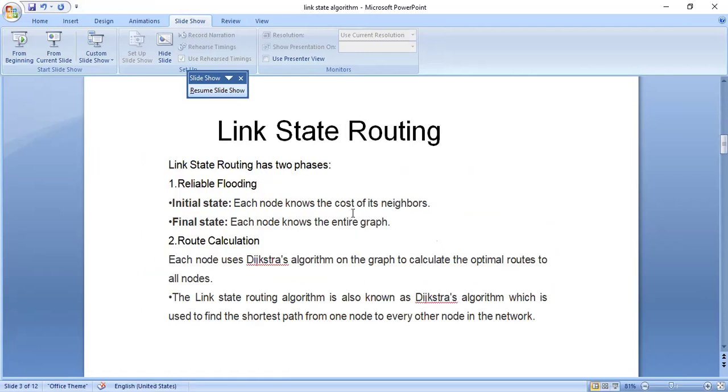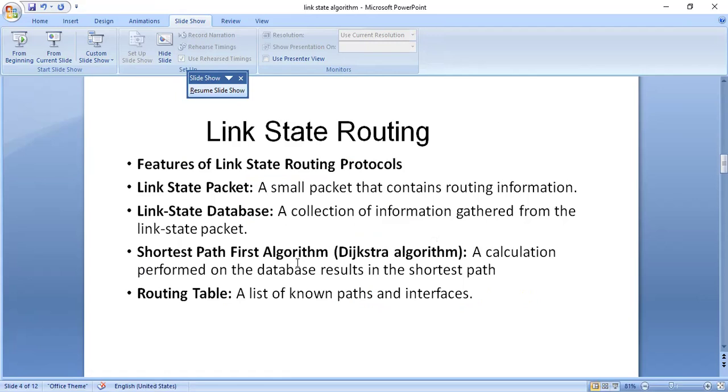Link state routing uses two phases: one is reliable flooding and the other is routing calculation. In reliable flooding, there are two states: the initial state and the final state. In the initial state, each node knows the cost of its neighbors. In the final state, each node knows the entire graph of the network. In routing calculation, each node uses Dijkstra's algorithm on the graph to calculate the optimal routes to all the nodes. So the link state algorithm, also known as Dijkstra's algorithm, is used to find the shortest path from one node to every other node in the network.